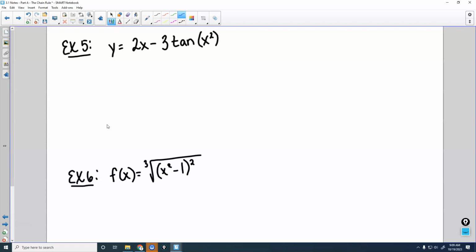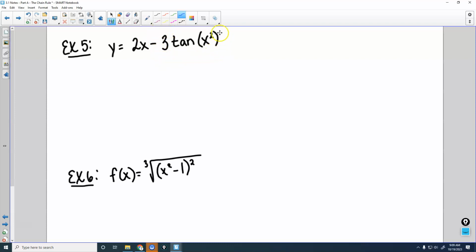Not really. The outside is not really the whole thing here, because 2x is separated from this stuff with a minus sign. So when you take the derivative of this, you're just going to take the derivative of 2x, which is 2. Right? So this part of the function does not need a chain rule. It's just a straight power rule. Derivative of 2x is 2.